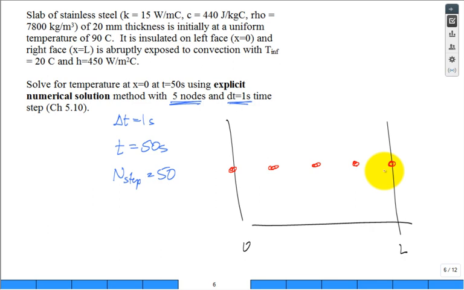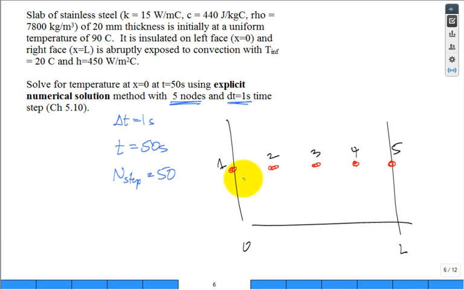Now, what you're going to do is you're going to discretize. Let's call these numbers node number 1, 2, 3, 4, 5. And we're going to solve for temperatures at each of those locations at 50 different time steps until we get out to our final time step. Perfect for computers, terrible doing it by hand.